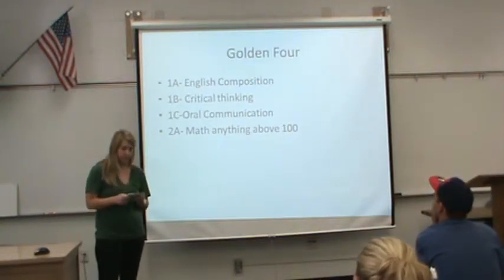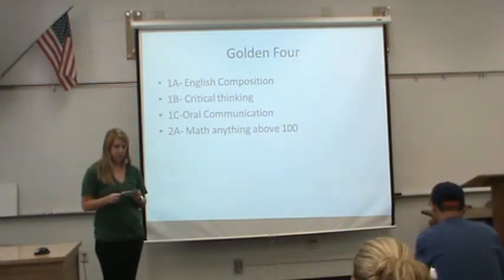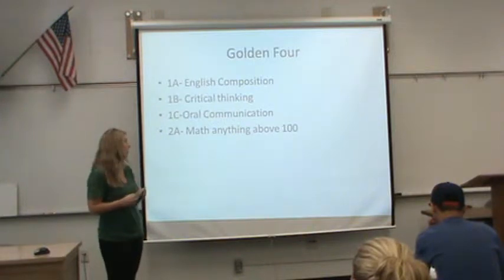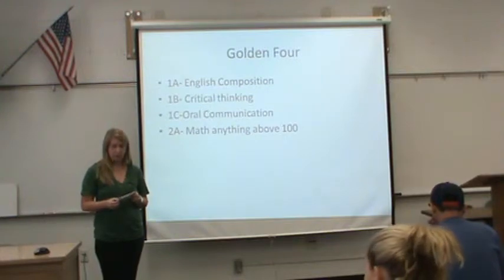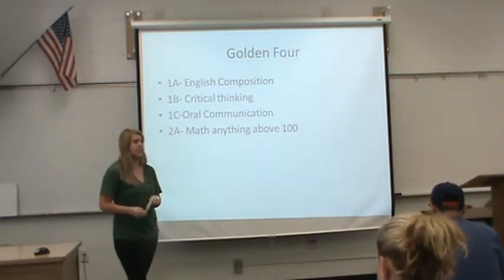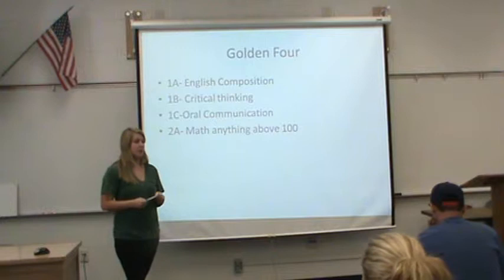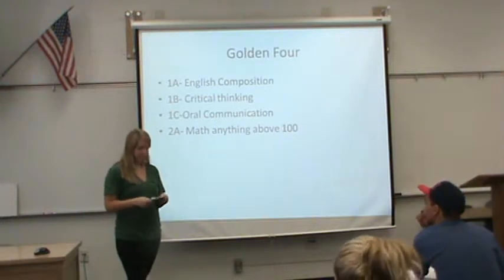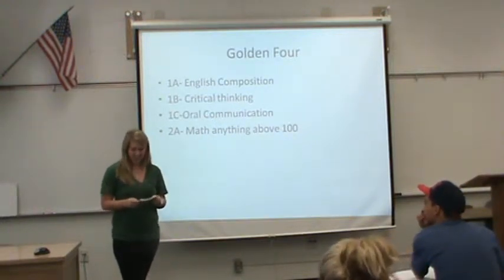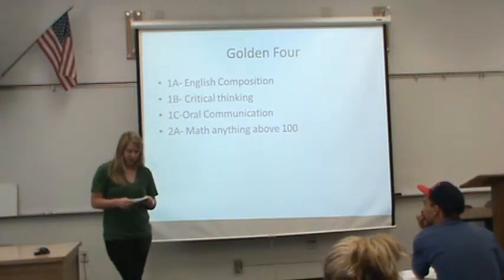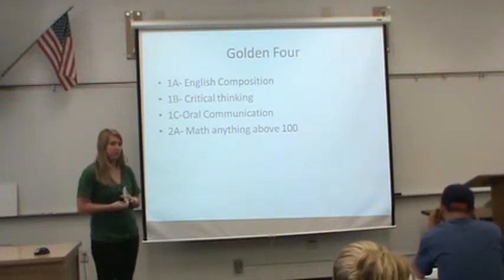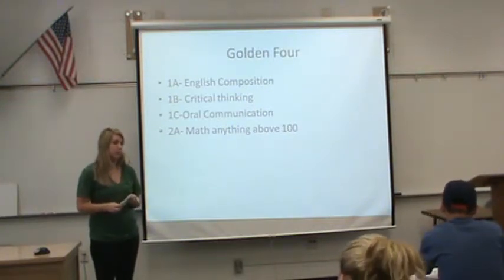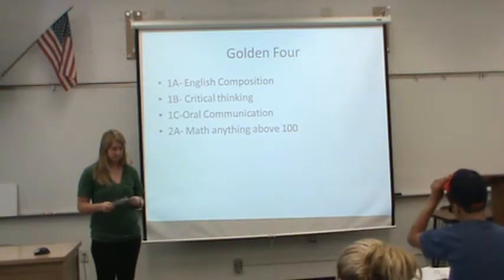The most important out of all areas are the Golden 4. The Golden 4 are composed of 1A, English 100 or honors, 1B, critical thinking, which is English 103, 104, 201, or Philosophy 172. 1C, which you will fulfill by passing this course, is Speech 100, also 124 or 135. And then 2A, which is your math course. Almost all classes above 100 will fulfill this, or Social Science 120, which is similar to a statistics course.